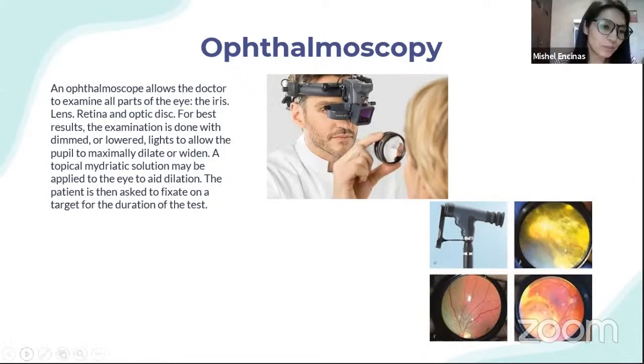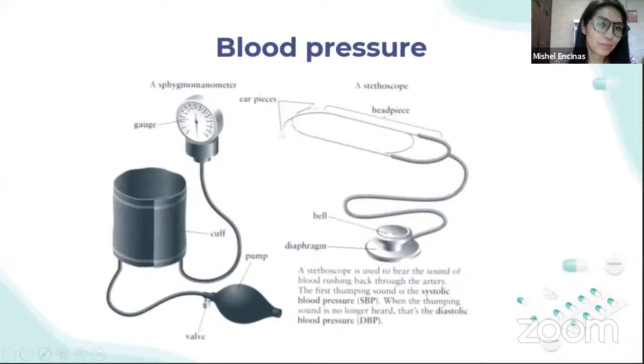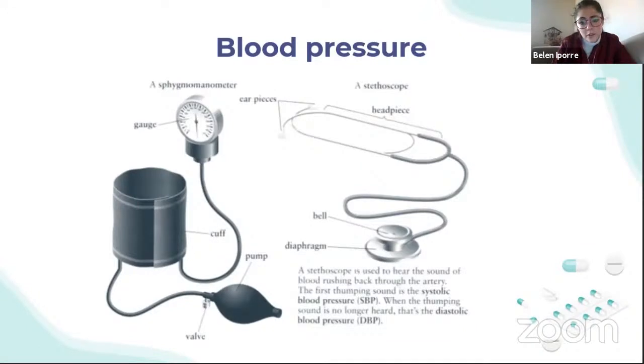That's so good. Then we have the blood pressure. Belen, can you read this part for us? Okay. A stethoscope is used to hear the sound of blood rushing back through the artery. The first thumping sound is the systolic blood pressure, SBP. When the thumping sound is no longer heard, that's the diastolic blood pressure, DBP. Okay, thank you very much.